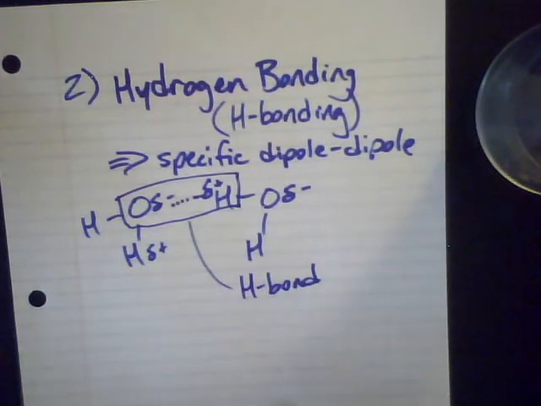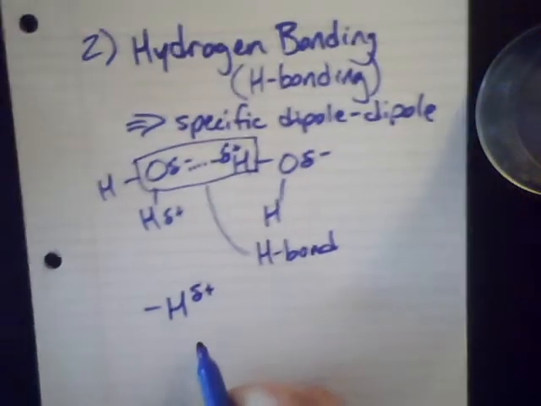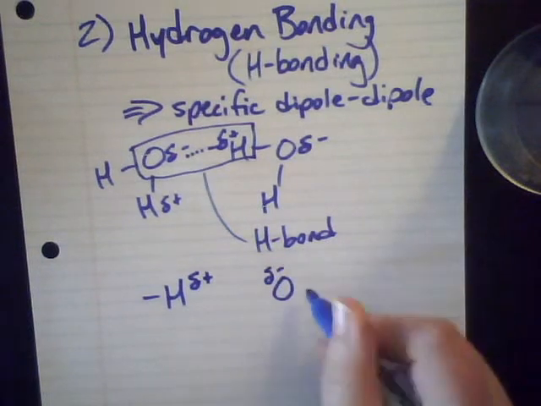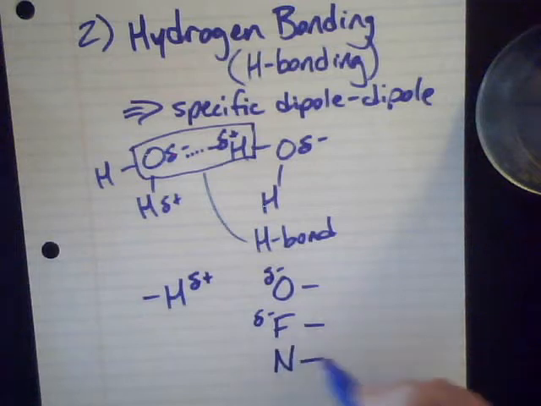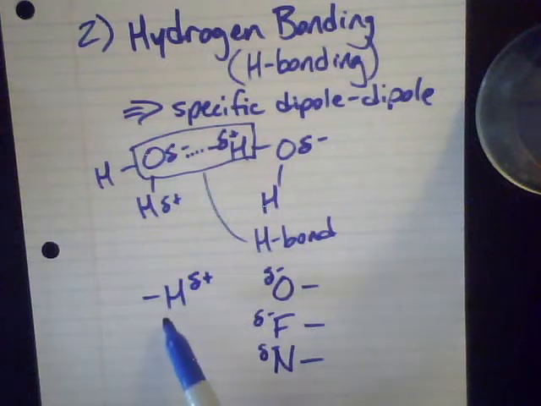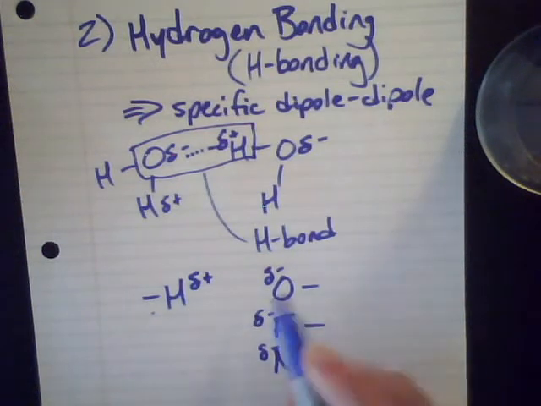And hydrogen bonding occurs between a partially positive hydrogen on one molecule, so this is one molecule over here, and a partially negatively charged oxygen, fluorine, or nitrogen on a second molecule. So this is molecule 1 over here. This means that this is a polar bond, since this is a partially positive hydrogen. And this also has to be a polar bond for my oxygen to be partially negative, a polar bond for my fluorine to be negative, or a polar bond for my nitrogen to be negative.